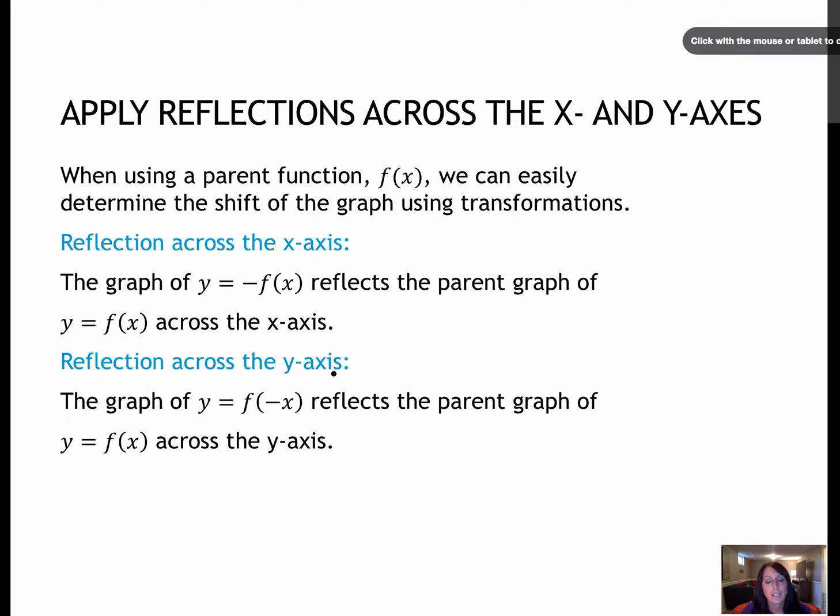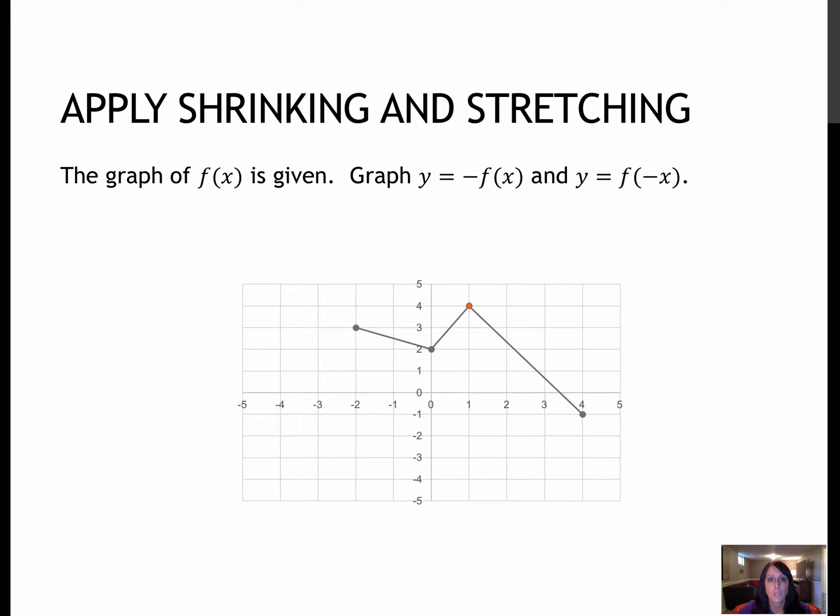Reflections across the y-axis, of course, is exactly opposite. I'm going to replace x with negative x, and that will reflect it across the y-axis. So let's take a look.